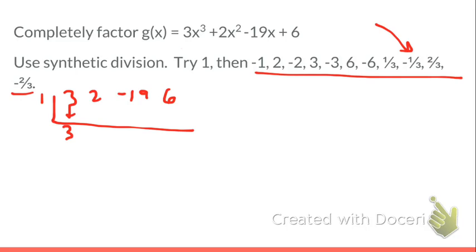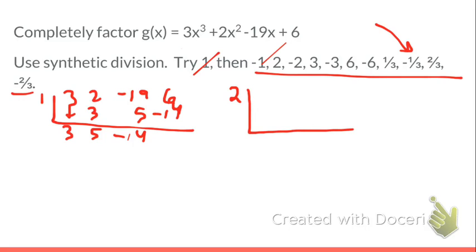So we're going to pull down a 3, multiply, add, multiply, add, and right now I can tell that we're going to get a remainder that's not 0. So I know 1's not a factor. And if you tried negative 1, that wouldn't work either. So I'm going to try 2 now. I made this question, and I looked at a graph, and I could tell that 2 is a zero. So that's why I'm jumping to that, to save you guys time. But in real life, you'd have to keep trying until you found one.